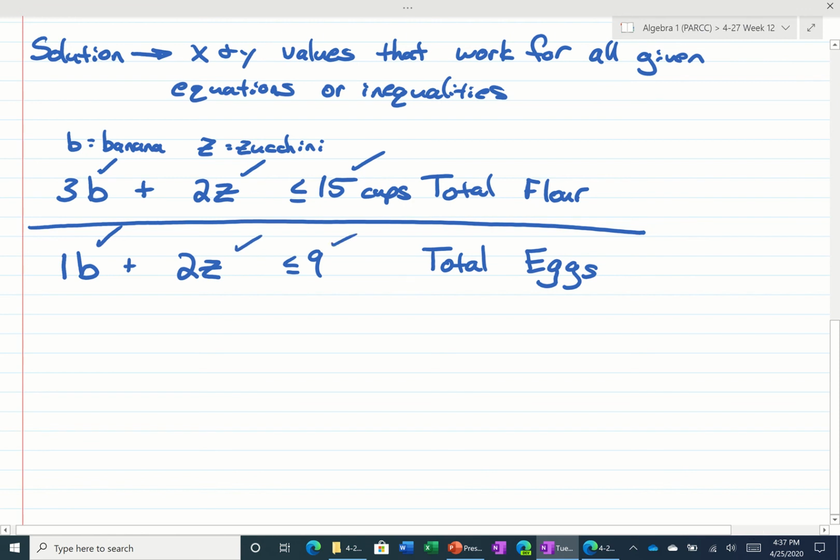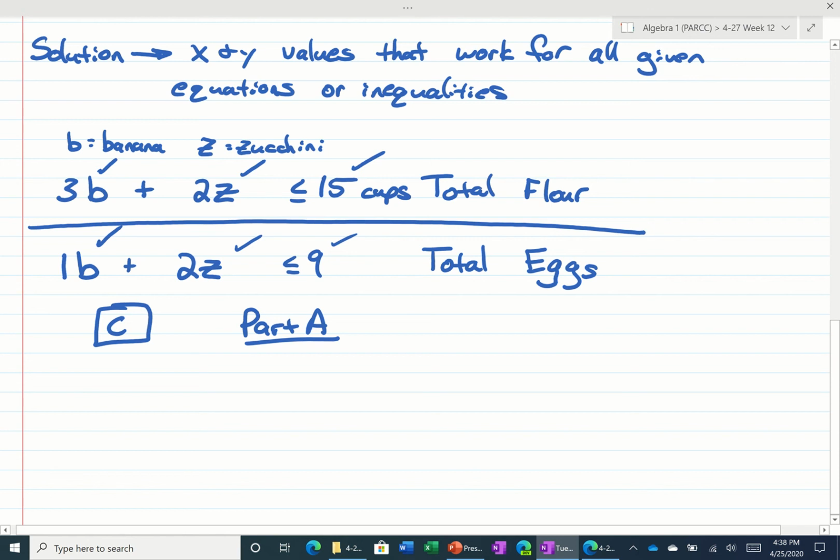Looks like that would be, let's see what answer choice we have here, 3b plus 2z is less than or equal to 15, b plus 2z is less than or equal to 9. This is going to be answer choice C. That's part A. All right, let's go to part B.